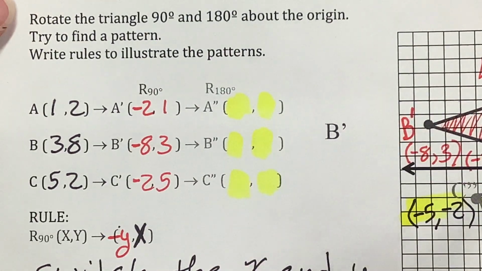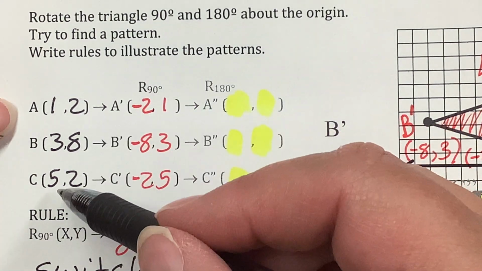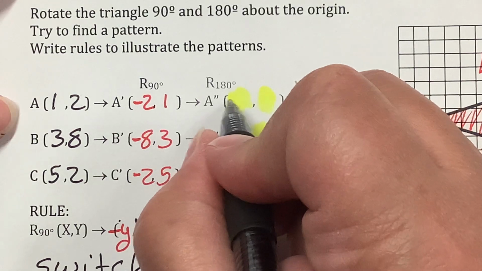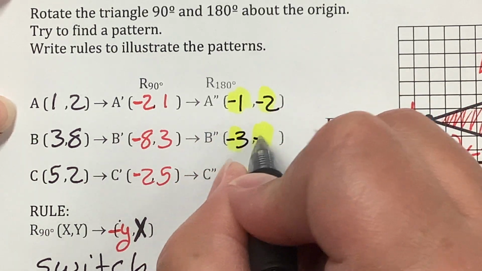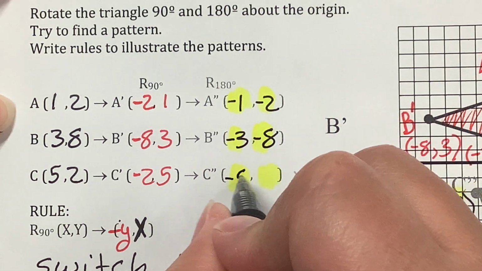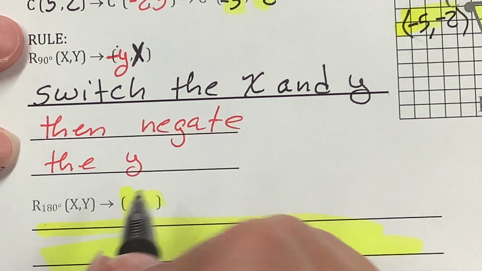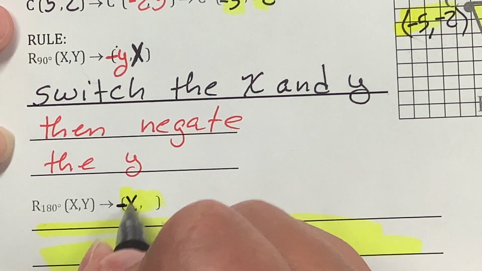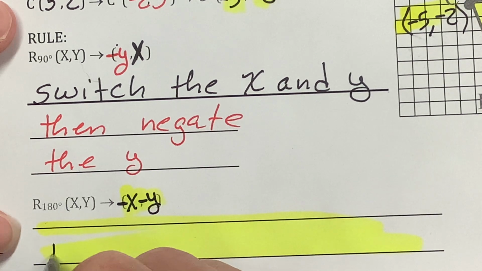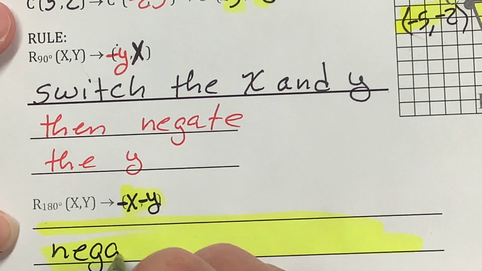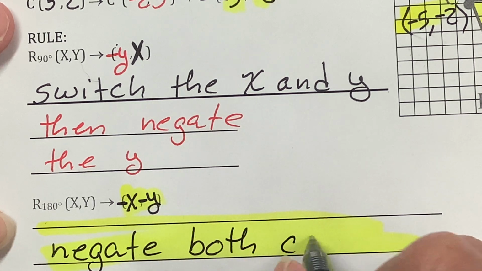So what happened for 180 degrees? Well, you keep them in the same order as the original, but you negate them both. So -1, -2, -3, -8, -5, -2. So you just negate both coordinates. Let me write that down here: negate both coordinates.